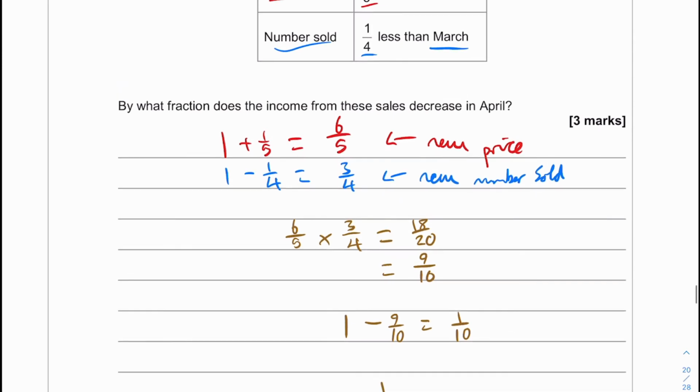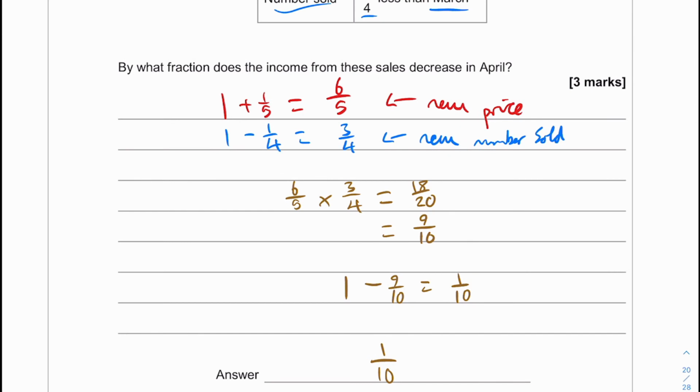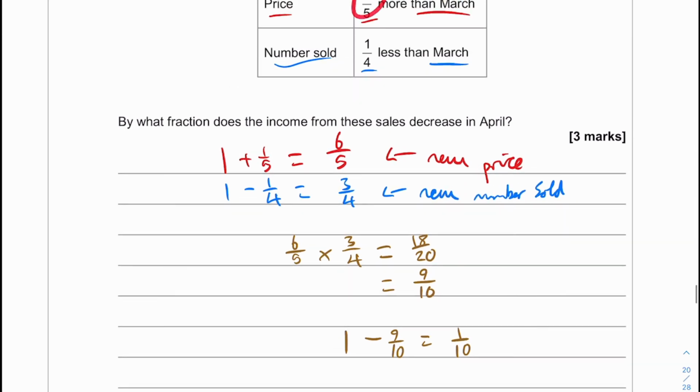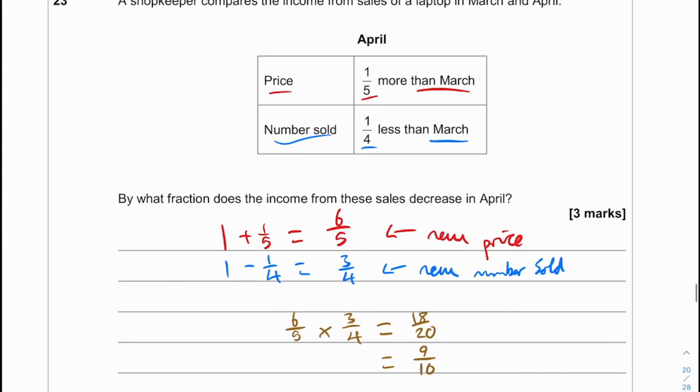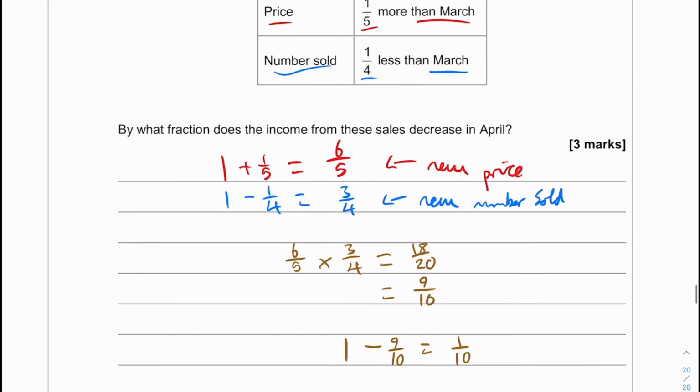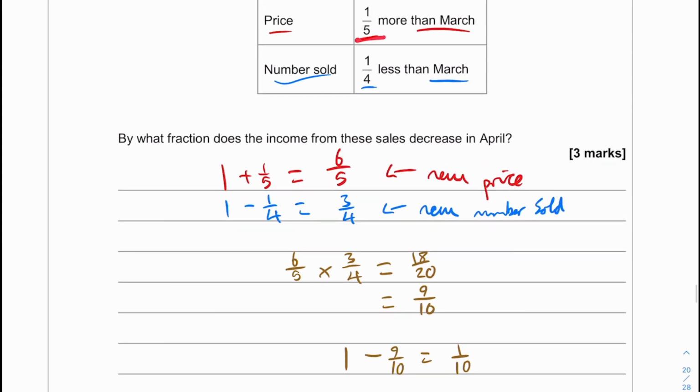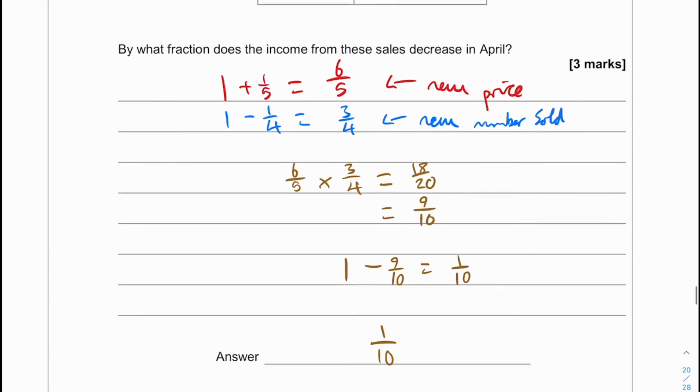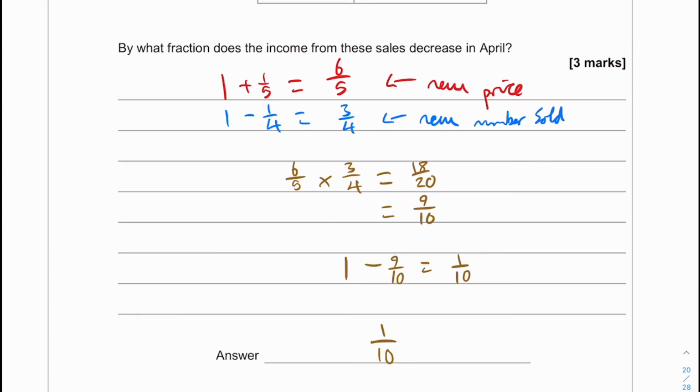A bit of a difficult question, because you've got to think, how can we actually use fractions to work out a decrease in income, but the key information is 1/5 more, 1/4 less, and then we just multiply these two fractions together and we get 9/10, compare it to our original 1 for March, take away our 9/10, and we are left with a 1/10 difference, so the decrease is 1/10.